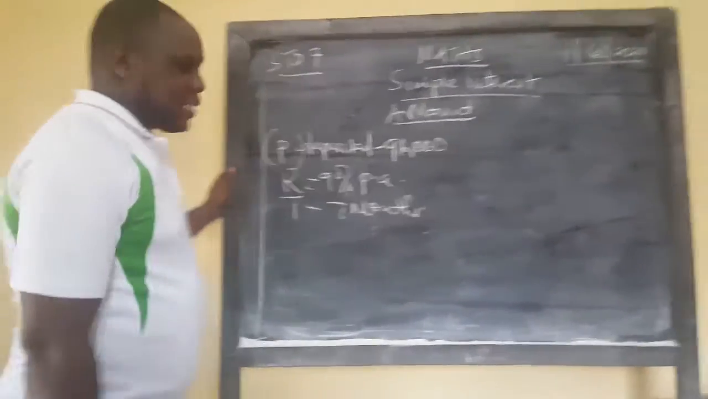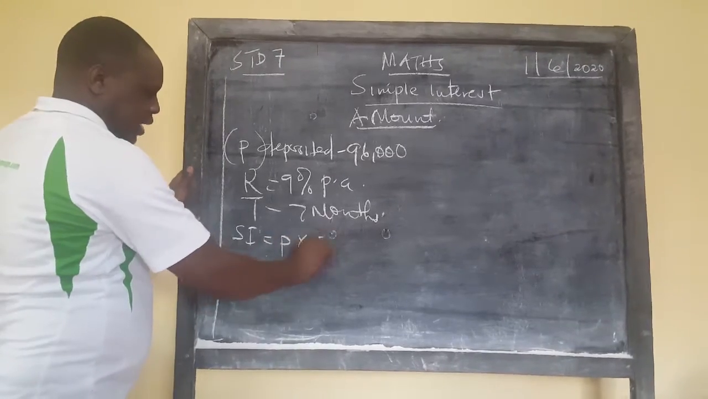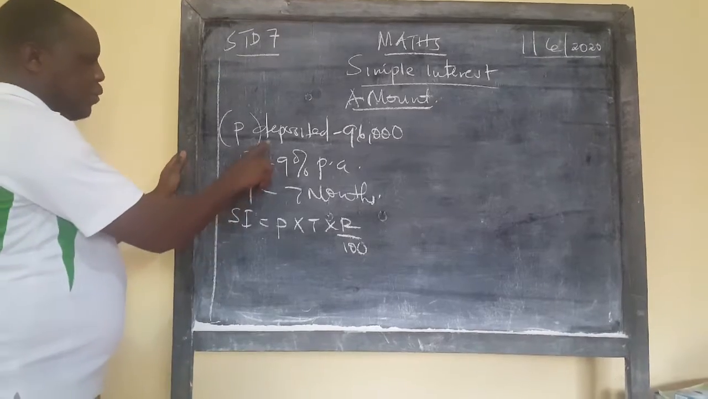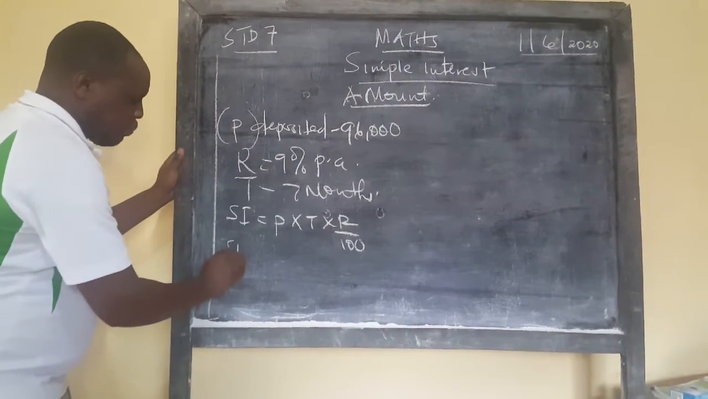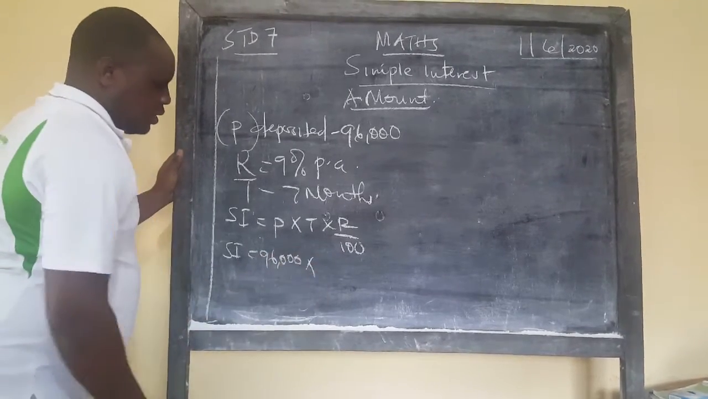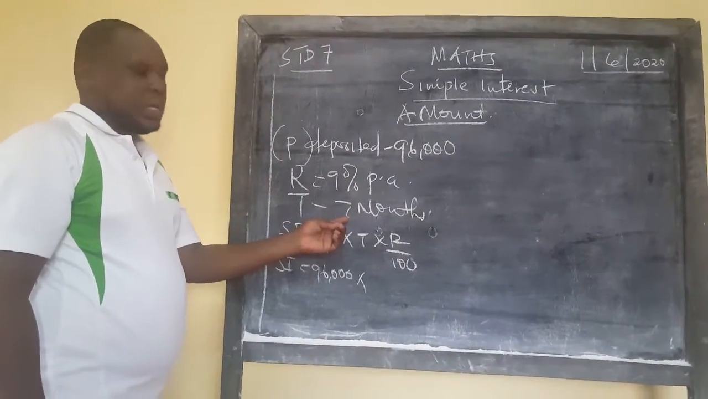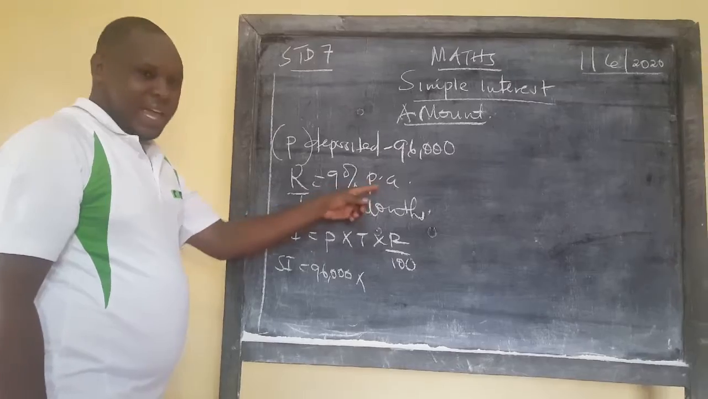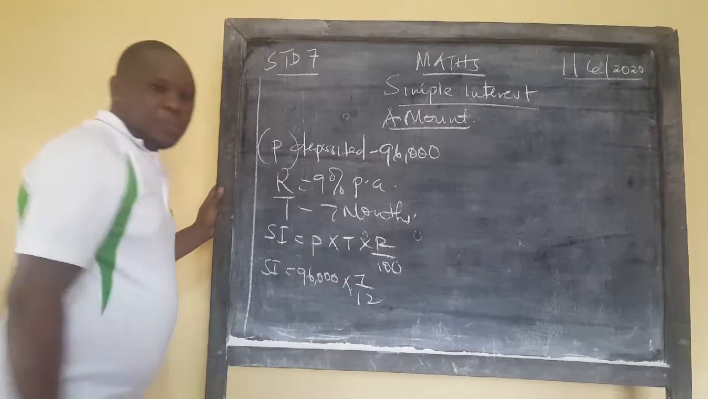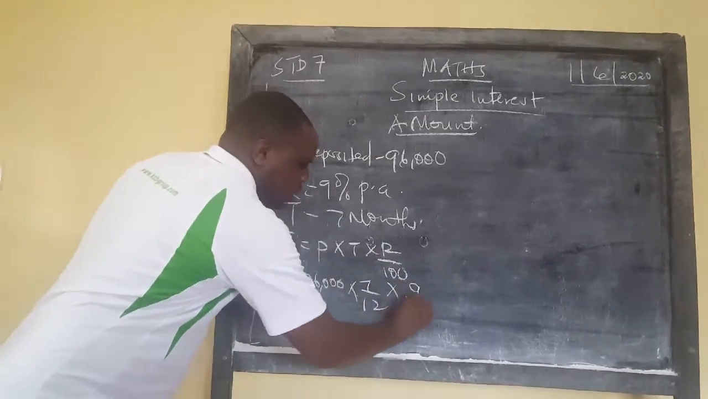So remember what we said yesterday. Simple interest is calculated by the principal times time times rate over 100. Therefore, our principal is 96,000. So the simple interest will be equal to 96,000 times the time. Remember, these are months, so we must make them into years, because we are told per annum, per year, not per month. So 7 over 12 to convert them to years. Then you multiply by the rate. Our rate is 9%, so 9 over 100.